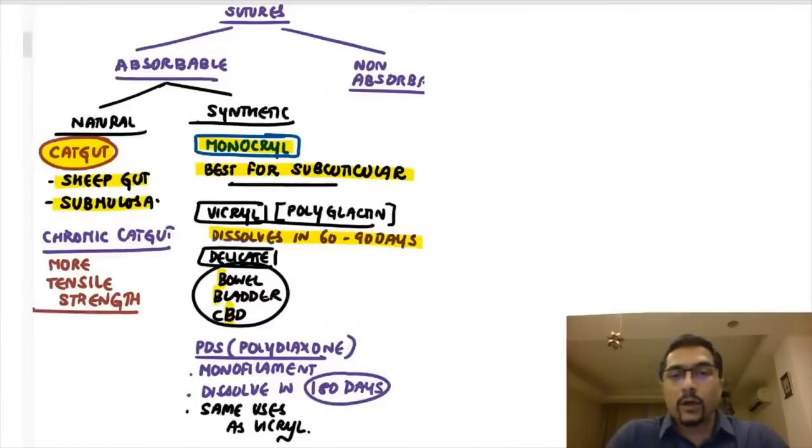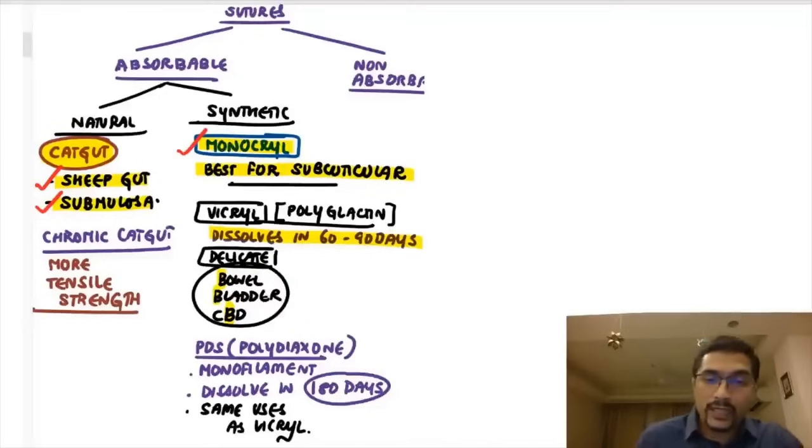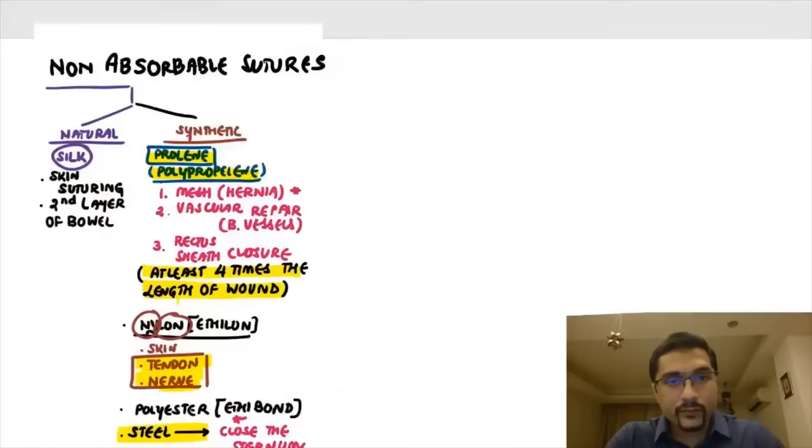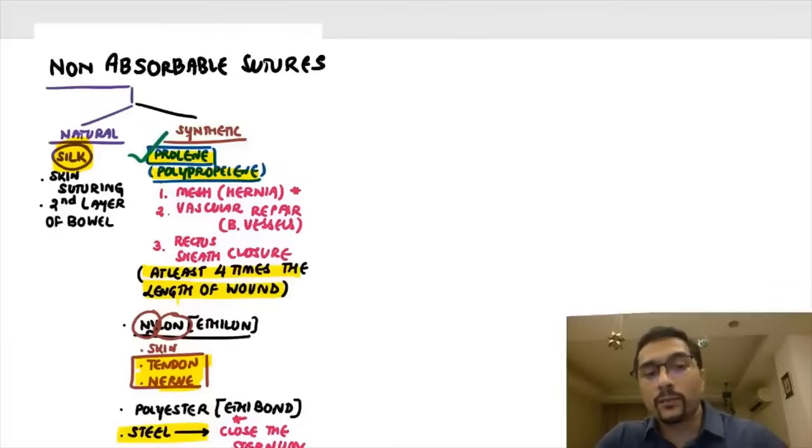So sutures can be absorbable or non-absorbable. Absorbable sutures can be further divided into natural and synthetic. I've just told you catgut is derived from sheep gut, from the submucosa. Synthetic absorbable sutures are monocryl, best for subcuticular suturing. Vicryl, I just told you, is polyglactin, dissolves in 60 to 90 days. This has also been asked. Non-absorbable sutures can also be natural and synthetic. Natural non-absorbable sutures, all of you are familiar with silk. Synthetic non-absorbable sutures, proline. Proline is polypropylene.